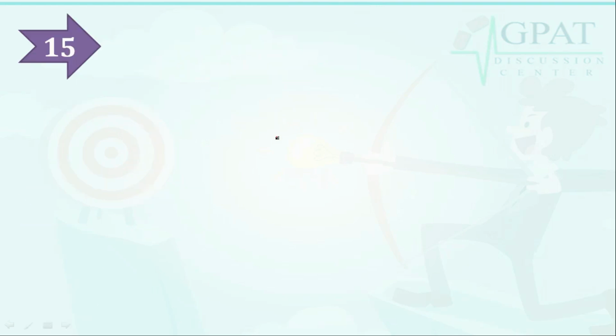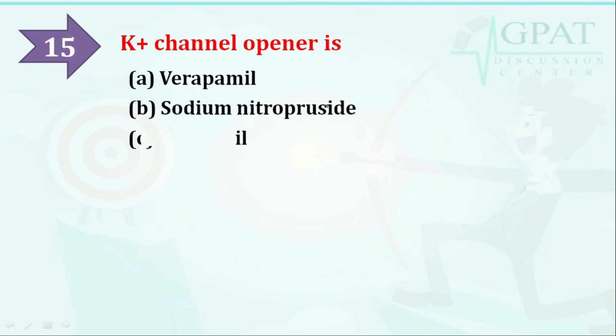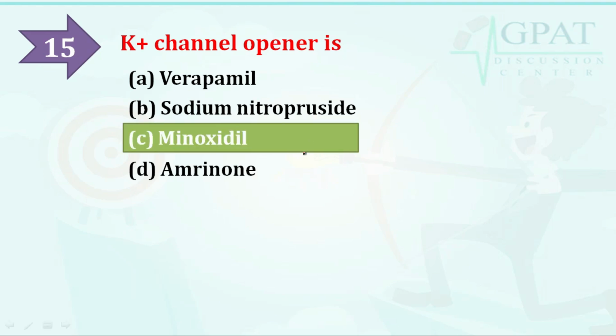Now the next and last question of this video, students: the potassium channel opener is, and the options are, option A, verapamil; option B, sodium nitroprusside; option C, minoxidil; option D, amrinone. So the potassium channel opener is, and the correct answer is minoxidil. It is also used in alopecia, students, for the regrowth of hair.